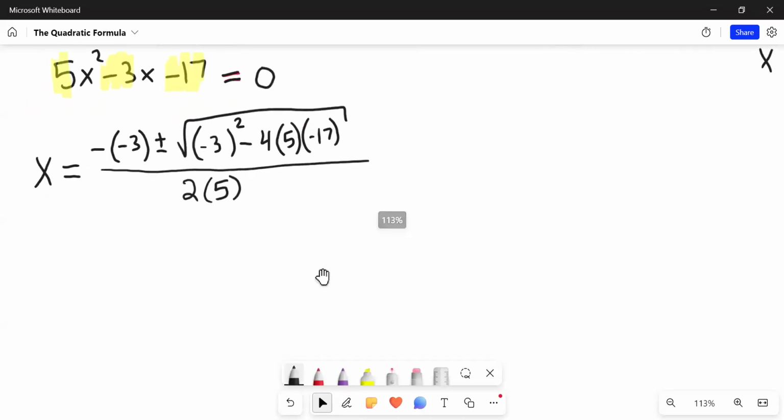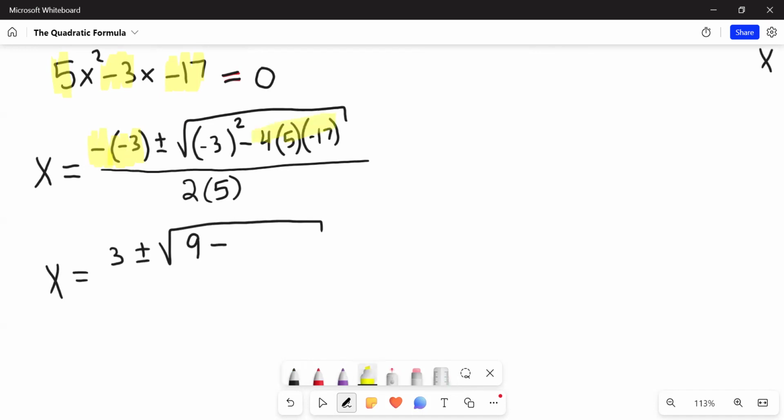Let's see what happens. Again, with the order of operations, we're going to first flip the sign in the front. We're going to get x equals 3, plus or minus. Inside this square root, be sure to do the squaring first. -3 squared is 9. Again, we have minus. In this case, we're going to figure out 4 times 5 times -17. I'm going to use a calculator for this. And let's see, 20 times 17 is 340. So that's -340. All over 2 times 5, or 10.